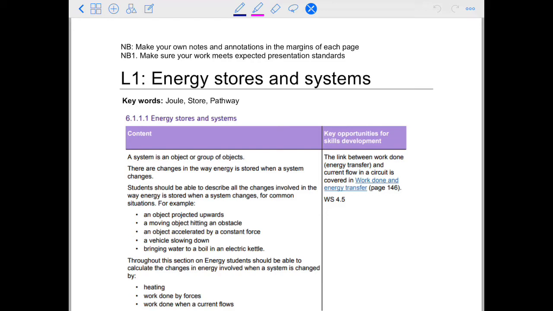Hello everyone, and welcome to Energy, your first physics topic of your GCSE level content. Today we're looking at Lesson 1 in your energy booklets, Energy, Stores and Systems.